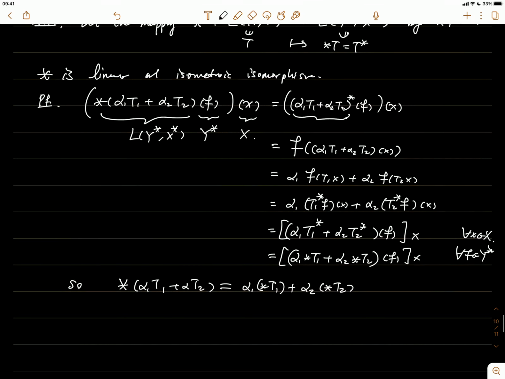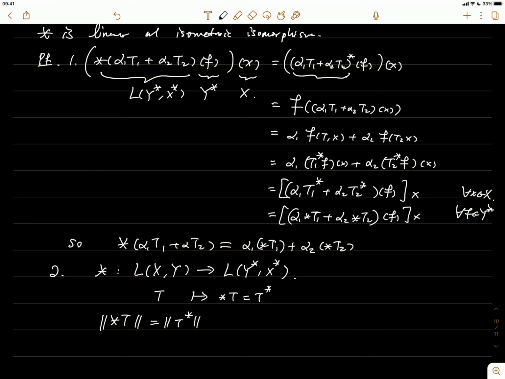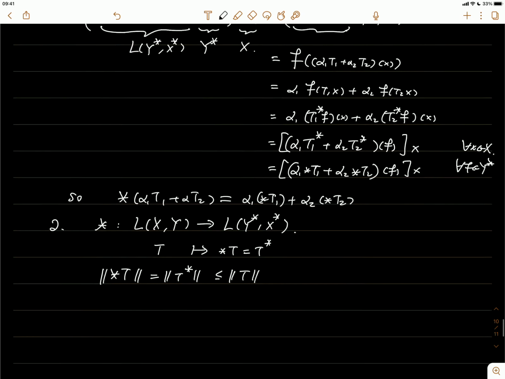The other thing we want to show is that it is an isometric isomorphism. So we already showed that this star is a mapping from L(X,Y) to L(Y star, X star), and it maps any T to its adjoint operator, which is this. So we know that this thing here is equal to the norm of the adjoint operator. We know that this is less than or equal to the norm of T. So I know this one, this direction.